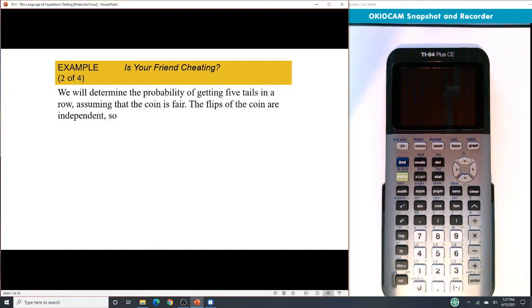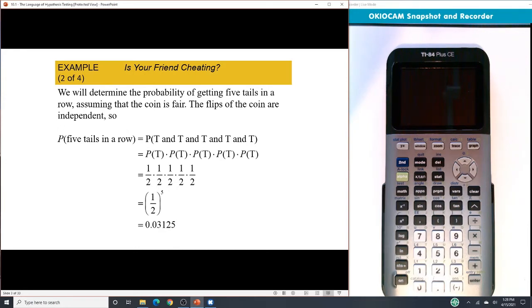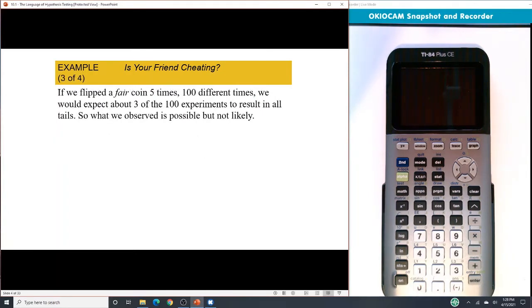Okay. So first we want to determine the probability of getting 5 tails in a row, assuming the coin is fair, and that all of those flips are independent. We looked at that in previous chapters, and so we know it's a 1/2 for each time. After we do all of our multiplication, we get 0.03 for our probability, or a 3% chance that this is going to happen. And so that tells us that if we were to flip 5 coins 100 different times, we would expect only 3 out of those 100 times to result in all tails. So this is pretty unlikely.